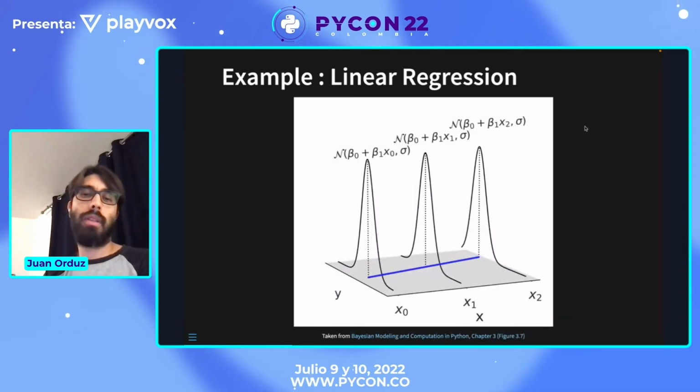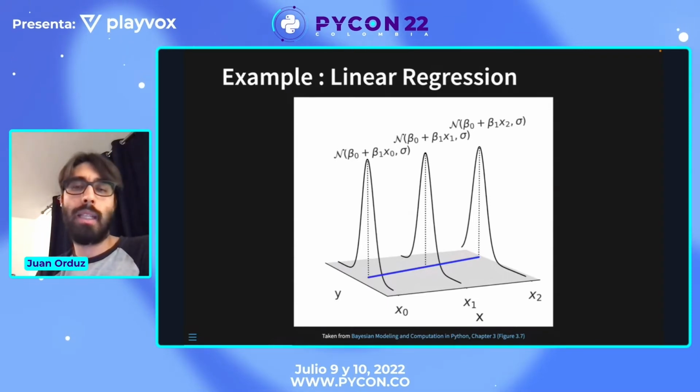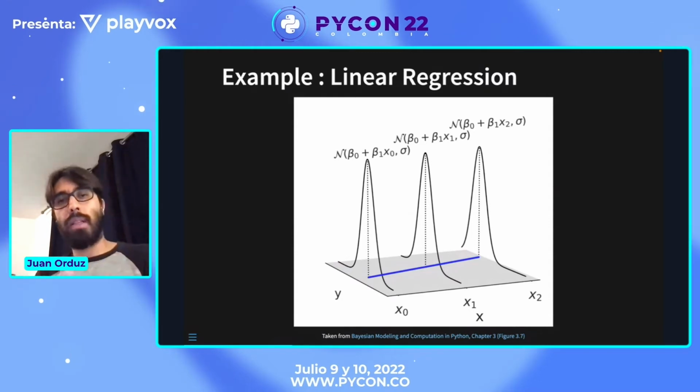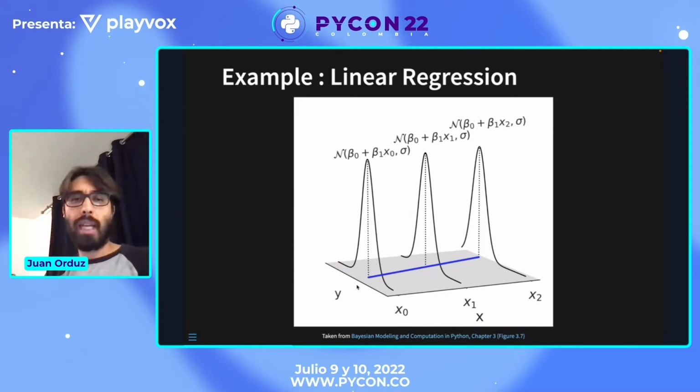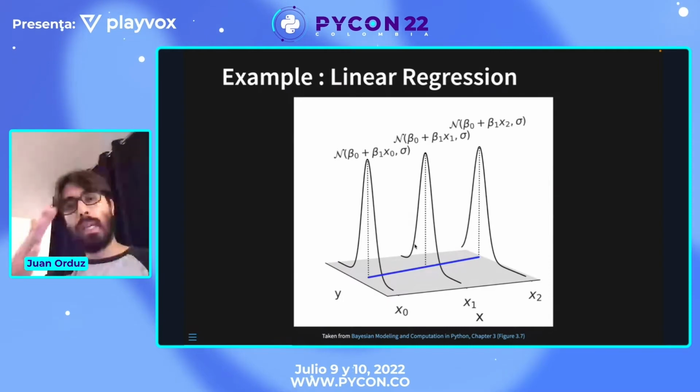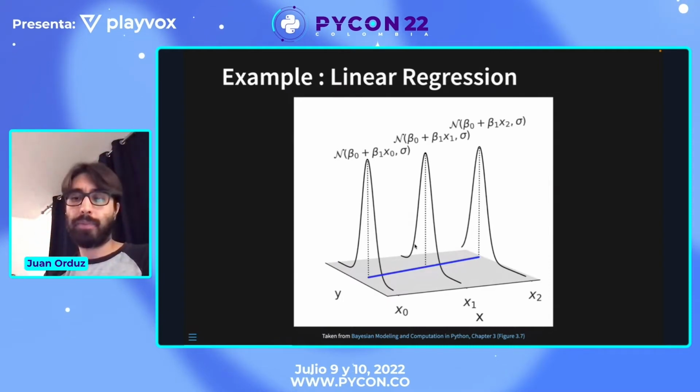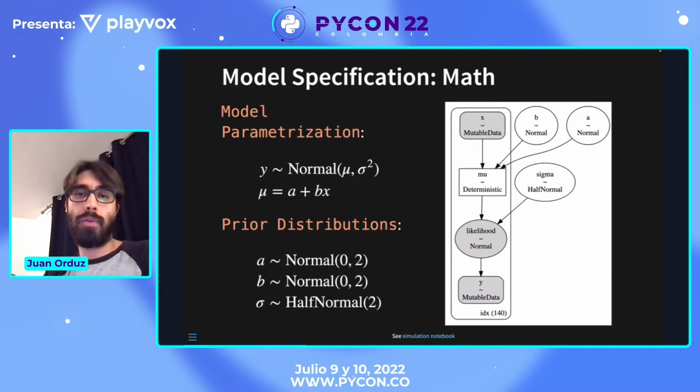I stole this picture from the book. I'll share the slides and you can look through it because I think it's very transparent about how to think about the line fit and the distribution. So for each point x, we're thinking about which is the best distribution that we can fit along this line. So this is what we would like to understand. And this is how we write our model.